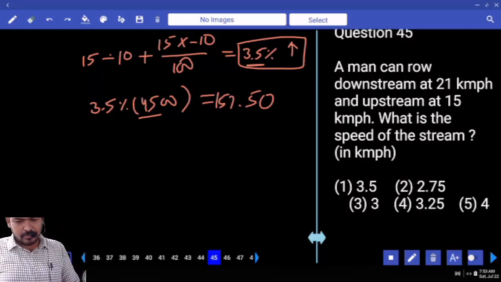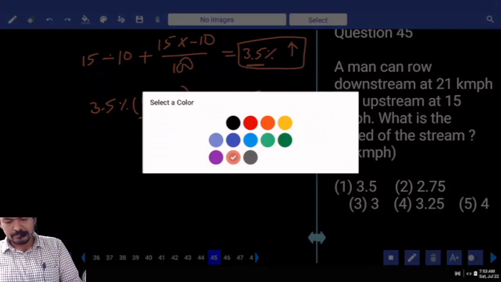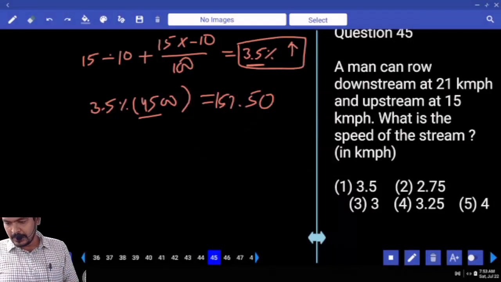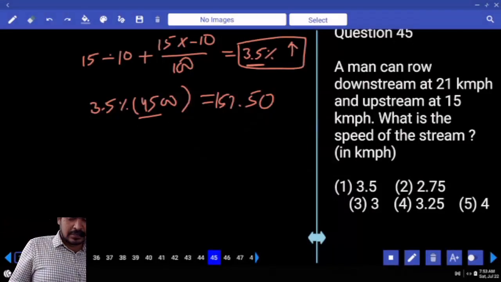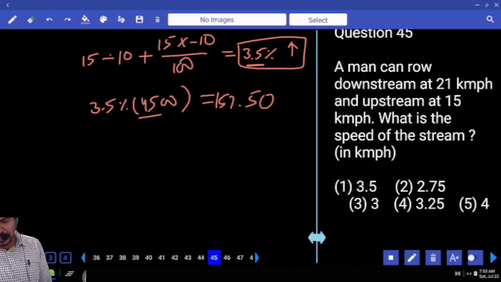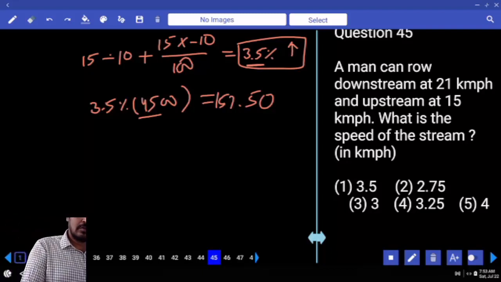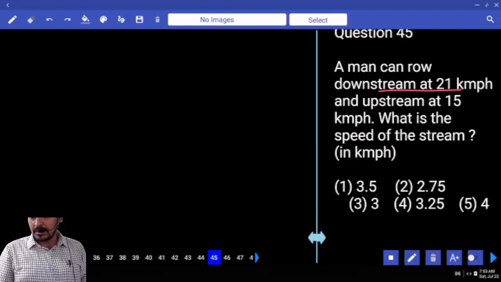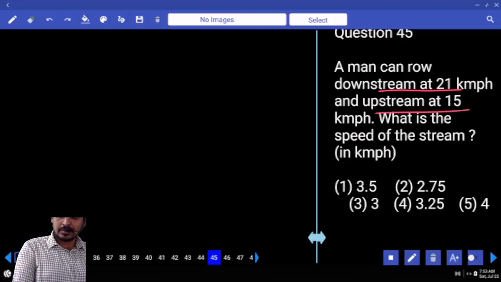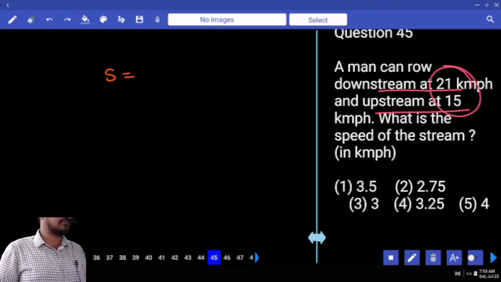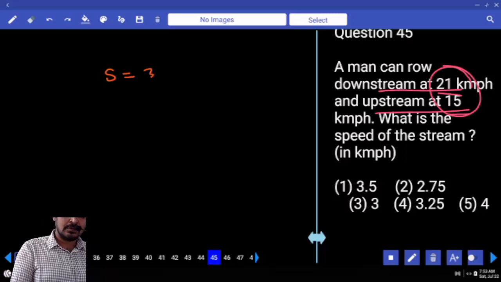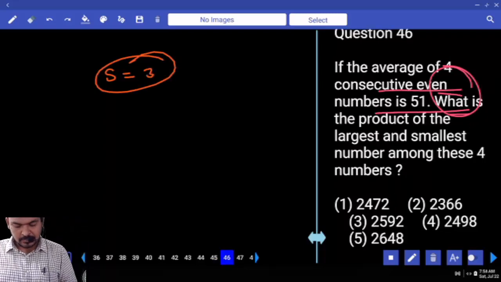Next question number 45. A man can row downstream at 21 km per hour and upstream at 15 km per hour. What is the speed of the stream? We required the speed of the stream. I think it is a direct question. What is the downstream speed? 21. Upstream speed 15. But the required speed of the stream means S value or M value? S value. Adding by 2 or subtracting by 2? Subtracting by 2. 21 and 15 difference 6. By 2 means 3.